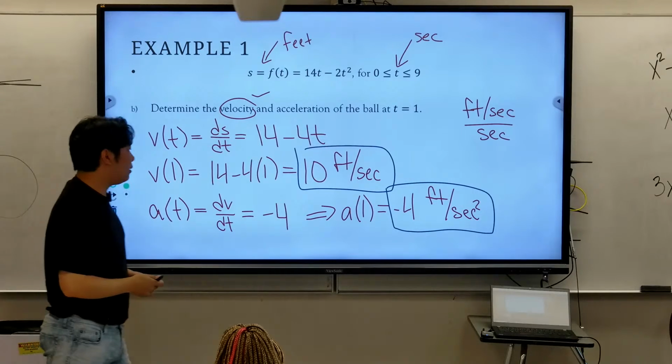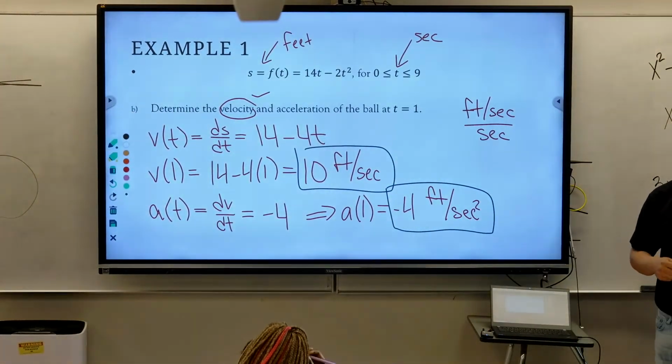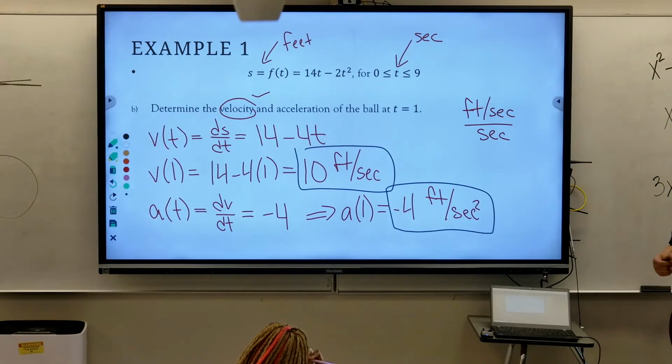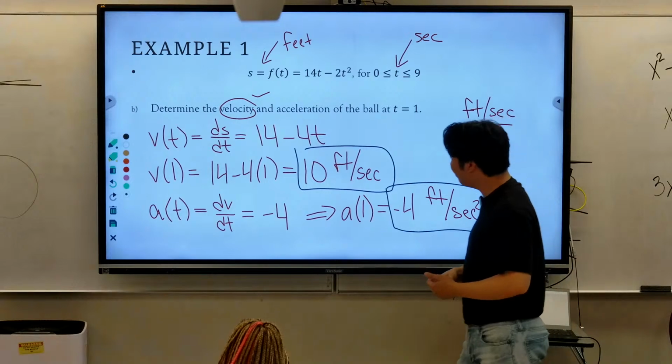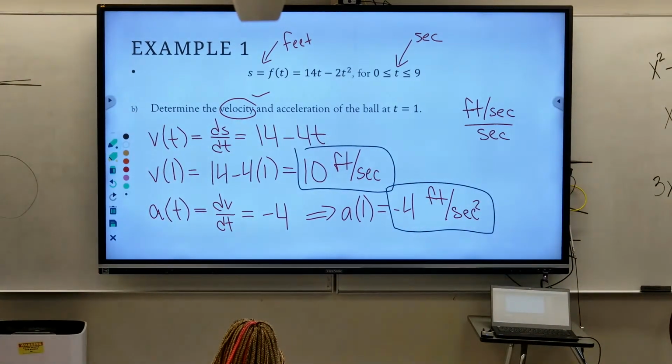All right, so I have the velocity and acceleration. Any questions about what I did for this part B? Long story short, derivative for velocity, plug in 1. For acceleration, take the derivative, and we plug in 1 again, if we need to. All right, so let's go ahead and move on to part C here.